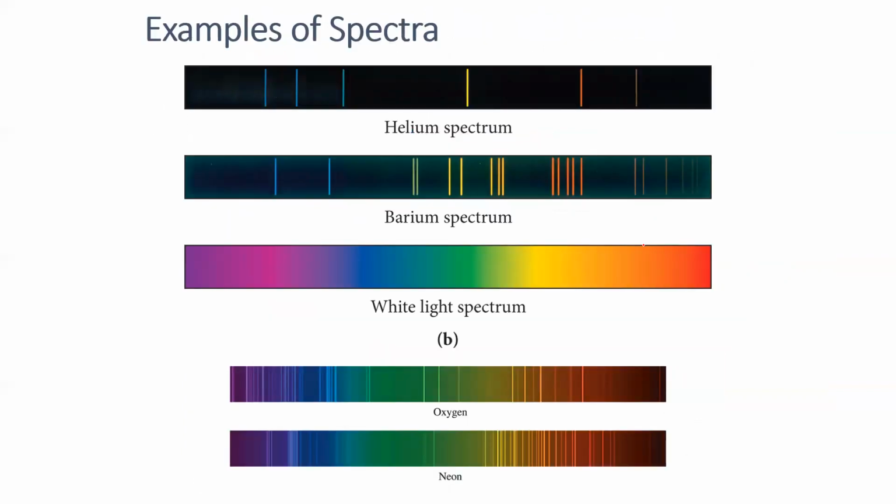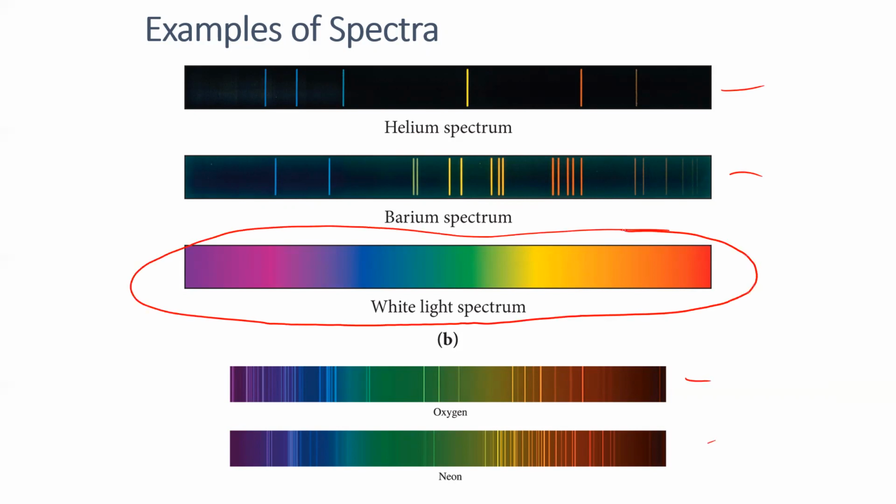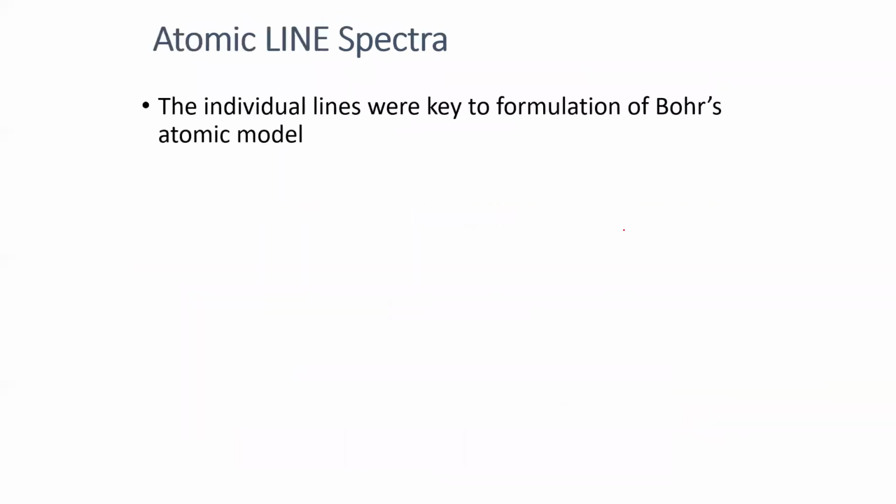So here are some examples of spectra. What I want to show you is, as the elements get more complicated, and what I mean is having more electrons, we start seeing more lines in their emission spectrum. And when we compare, for all the elements, we see that their emission spectra are different than visible light, white light. When we look at white light, it's a continuous spectrum, like a rainbow. We don't see that with elements. We see discrete lines. So the individual lines were key to the formulation of Bohr's atomic model.